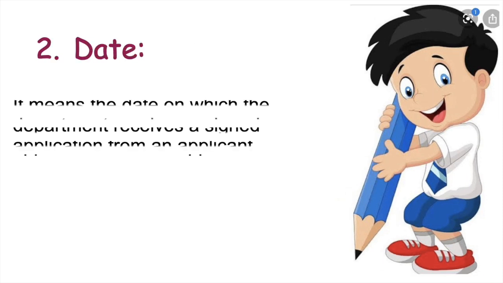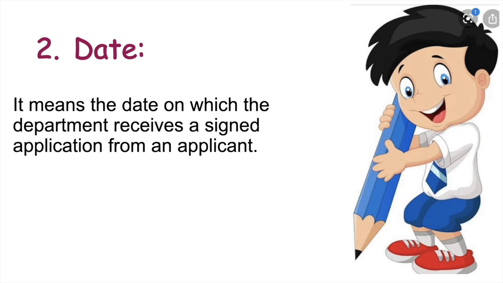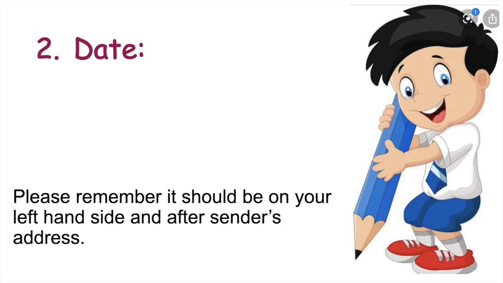Now come to the date. It means the date on which the department receives a signed application from an applicant. Please remember it should be on your left hand side and after sender's address, means after your place you will write the date, and you have to write the current date on which you are submitting the application.